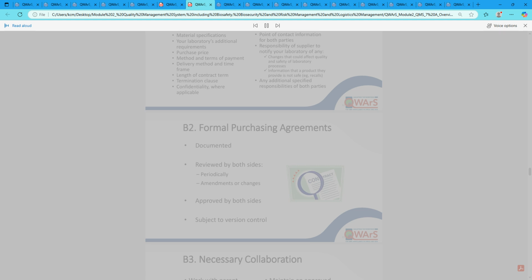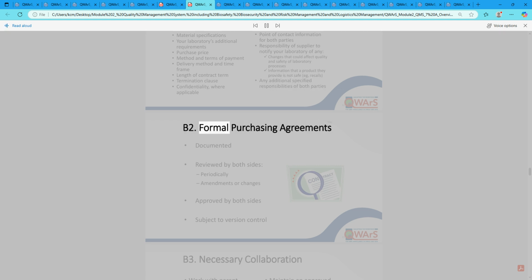Point of contact information for both parties, responsibility of supplier to notify your laboratory of any changes that could affect quality and safety of laboratory processes, information that a product they provide is not safe, e.g. recalls. Any additional specified responsibilities of both parties.